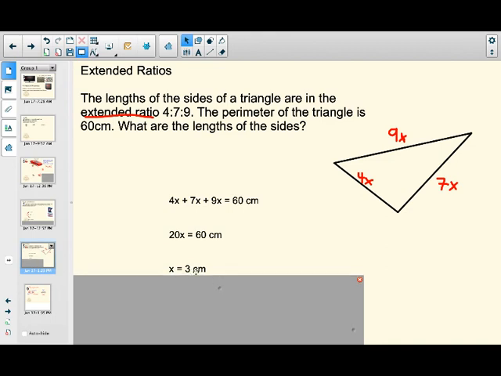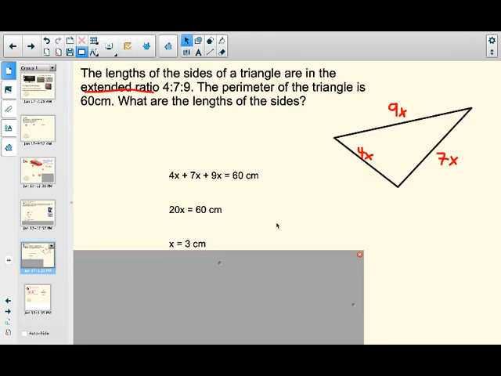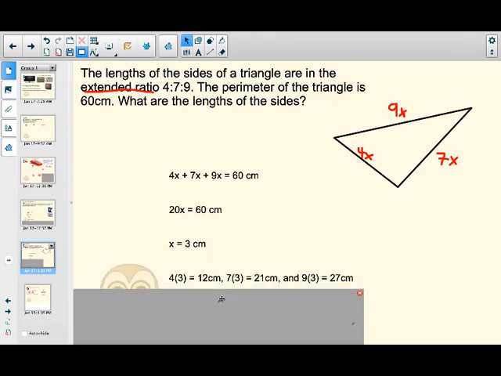Just like the last problem, that's not our answer. What we need to now do, it says, what are the lengths of the sides? In this case, we're actually going to plug it in for all three of them. So we're going to take 4 times 3, 7 times 3, and 9 times 3. Now that we have all these values, we have 12 centimeters for this side, 21 centimeters for this side, 27 centimeters for this side. And if you were to add those all up, 12 plus 21 plus 27, you could just double check that that does in fact give us our 60 centimeters.